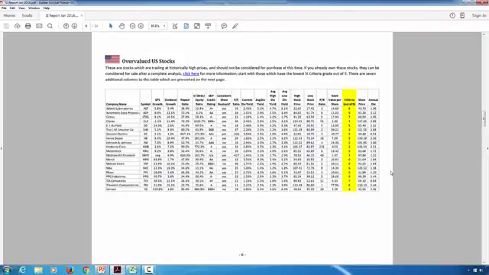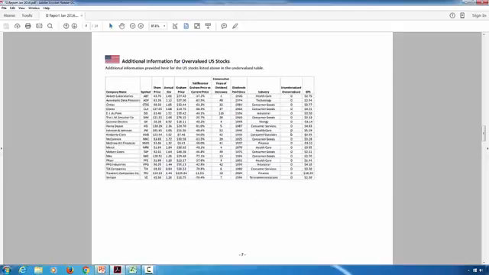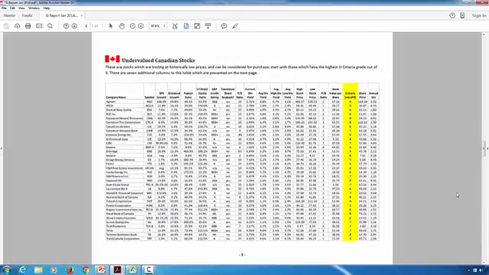Again, with the overvalued table, there are 7 additional columns that don't fit on this page, so we've put them over into the next page. So it's the same stocks that are overvalued with additional columns here. Next, we show the Canadian stocks. This month, we have 34 Canadian stocks that are undervalued. So you can see all of the information is here.